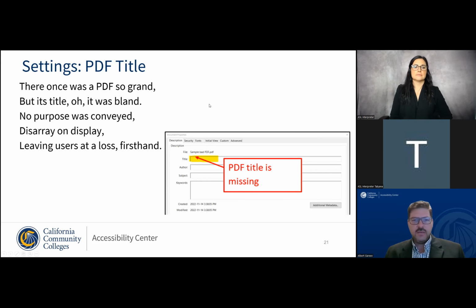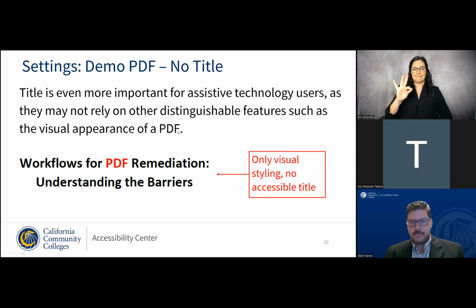That was about PDF titles, and our PDF document had a visually styled text, but again, it wasn't a title. It was a box without a label if you try to access the file using assistive technology such as a screen reader.